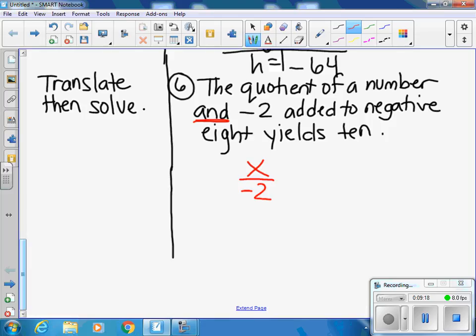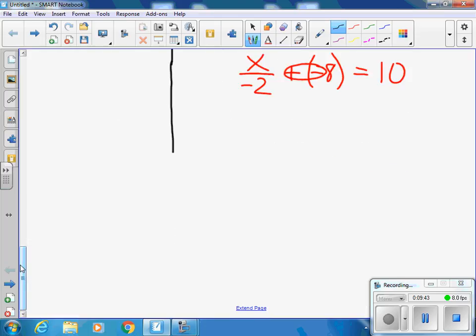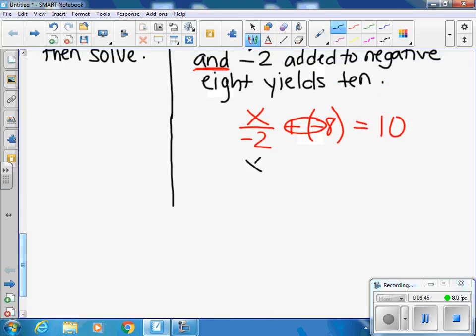So the quotient of a number and negative 2 added to plus, okay, negative 8. So you're going to have to use parentheses to keep the negative 8 together for right now. Yields means equals 10. All right, so that's what the original equation has translated into. Now, before we can start solving this, we need to do something. We need to get rid of these double signs right here, because you don't ever want to leave yourself with double signs in a problem to solve it. All right, so after getting rid of those double signs, I now have x divided by negative 2, a plus and a minus make a minus sign for the 8 equals 10.